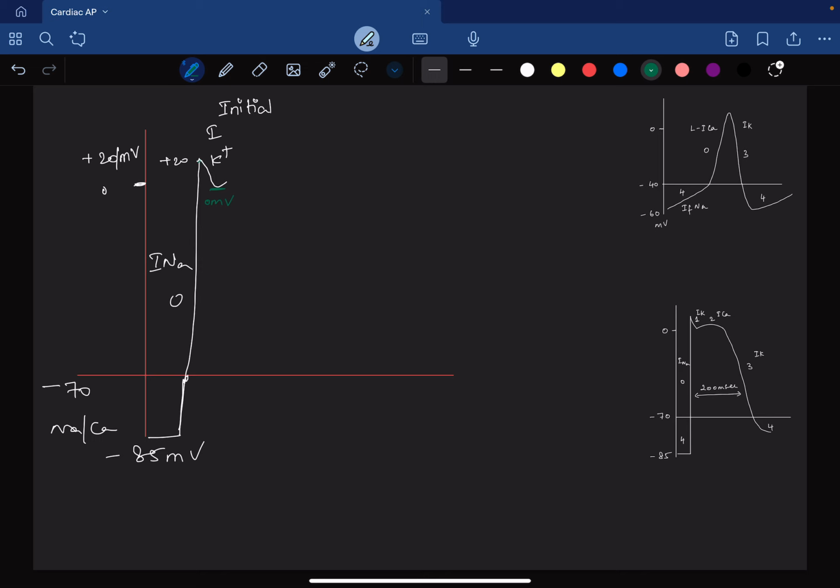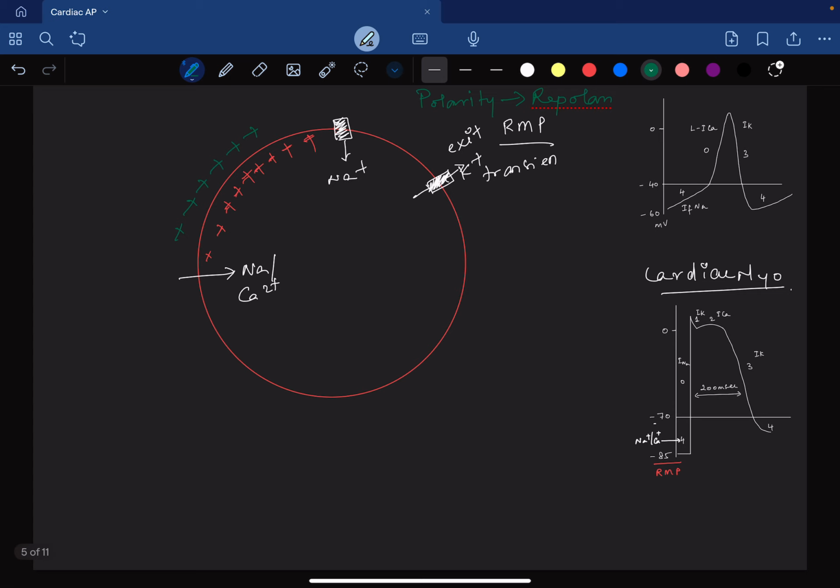Okay, and at this point the potassium channel is not closing. Remember that the sodium channel closes once it reaches plus 20 millivolt. Potassium channel opens at plus 20 millivolt, but the potassium channel is not fully closed yet at 0 millivolts. So the cardiac myocyte is in a state of potassium leaving the cell and calcium entering the cell.